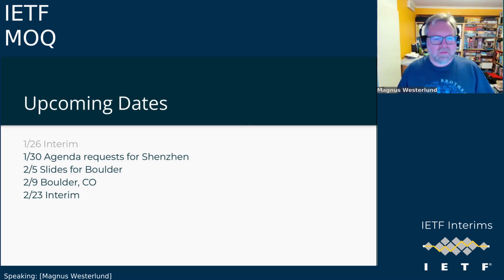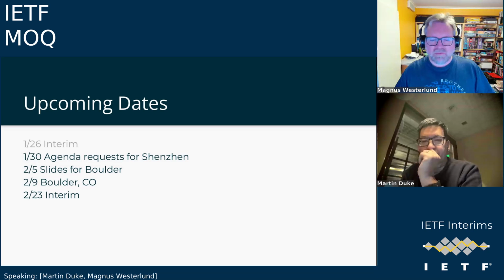We have slides for Boulder. We want them by the 5th of February so that the chairs can look at them and decide how to further massage the agenda, if you haven't delivered your slides. This is on Thursday before the meeting. Then on Monday the 9th, we have the Boulder interim meeting. Then we have one more virtual interim on the 23rd. And then it's the Shenzhen IETF meeting after that in March. So, Alan?